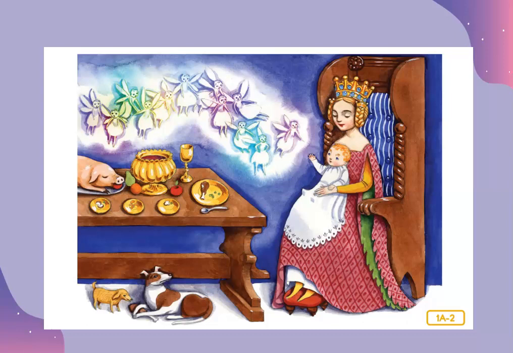The feast was held, and what a wonderful celebration it was. As it drew to an end, the fairies came forward to give the child their special gifts. One said to the child, "I give you the gift of virtue, so that you may be good." Another said, "I give you the gift of wisdom, so that you may be wise."